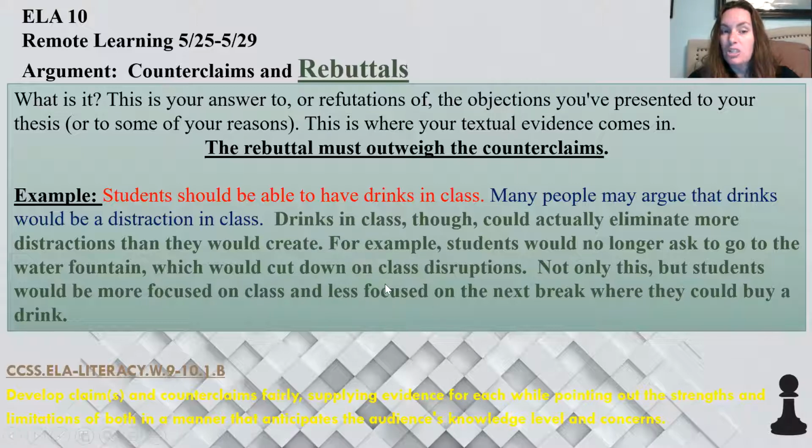Okay, so they gave actually two reasons, two rebuttals, two examples for that rebuttal. They talked about how it actually is the opposite. It actually creates less distractions, and then they give examples of why that is. It's the disruption of kids getting up to go use the pass to go to the drinking fountain, and then the other one is kids can focus because they don't have to think about running to go get a drink in between classes.